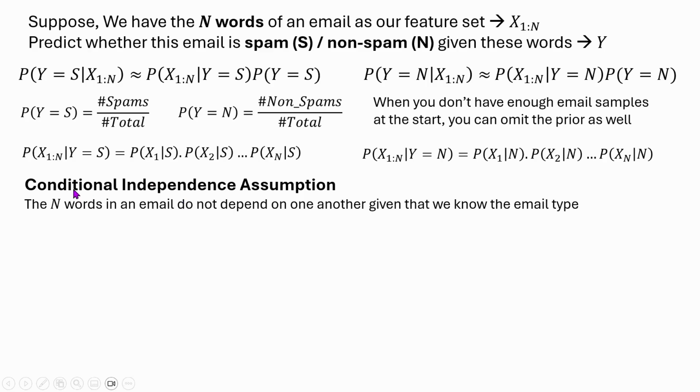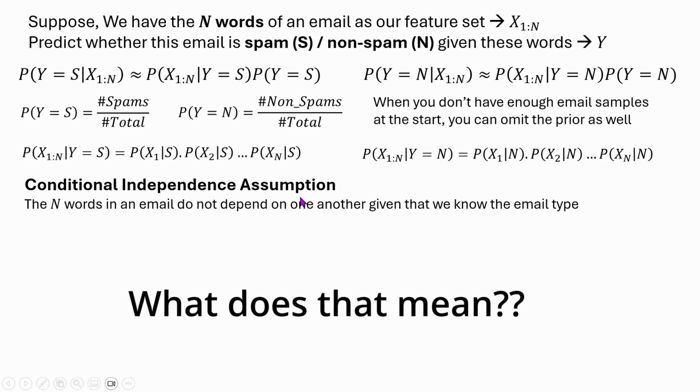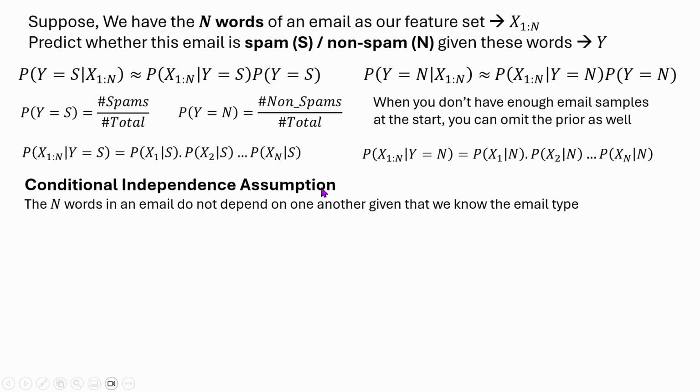We are saying that we have a conditional independence assumption. So what does that mean? We are assuming that given that we know which is our email type, the words in the email do not really have any dependency on one another. That means word 1 doesn't depend on word 2, word 3 or anything else, given that we have the email type. Now, this assumption doesn't always hold, but in many cases, it makes our life easier.